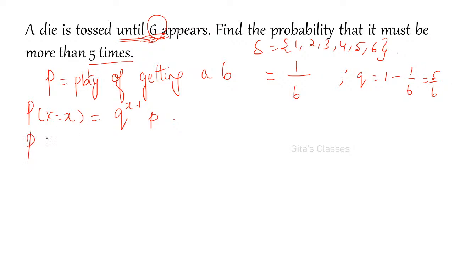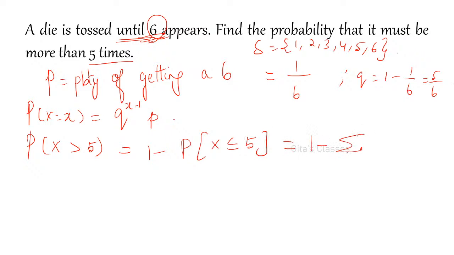What is asked? Probability that x is greater than 5. Therefore you can write it as 1 minus P of x less than or equal to 5. Therefore 1 minus sigma x varies from 1 to 5, q to the power x minus 1 into p. So this is equal to 1 minus small p can be taken outside as I told you.